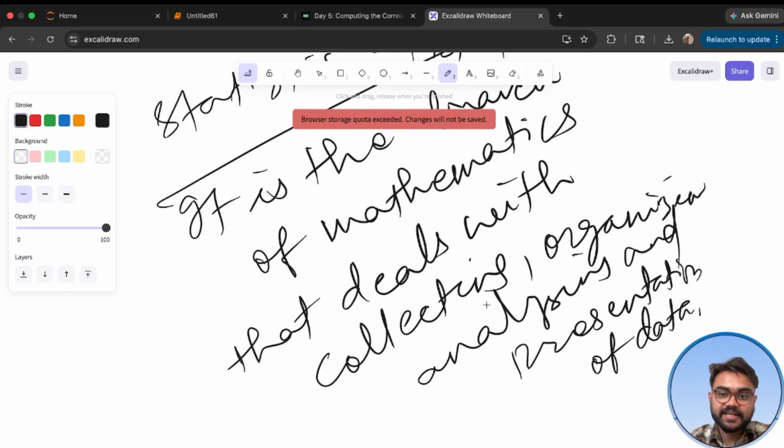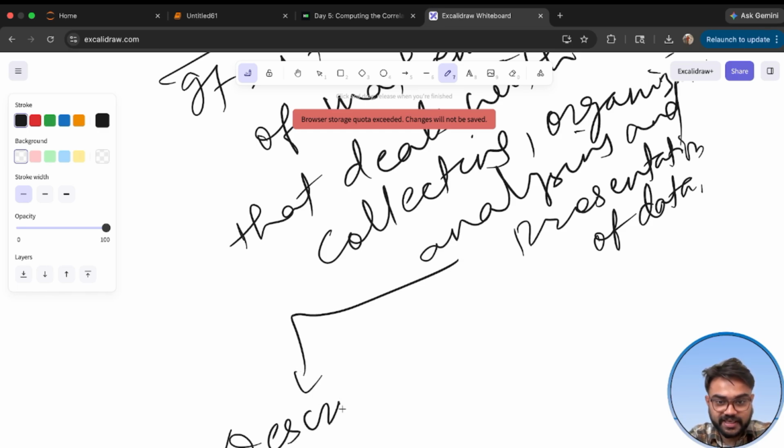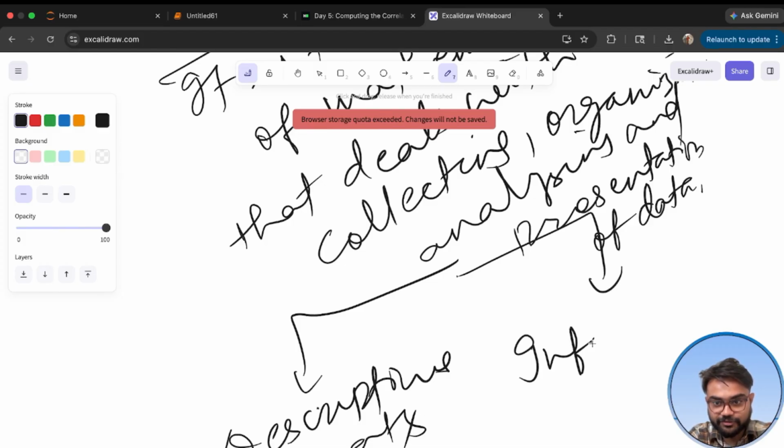Now it's time for the types of statistics. It is divided into two types, two parts. First one would be descriptive statistics. Writing is not nice, but you can manage, I hope. And the second one is inferential statistics. Descriptive and inferential statistics. Okay.